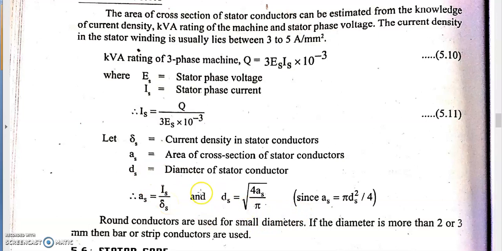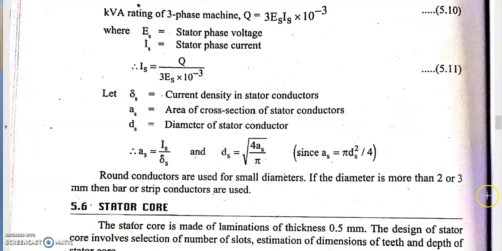For the stator conductors, a circular or round conductor we will be using. So the diameter of the conductor can be calculated from pi r square, which is the area of cross section of any round conductor. In terms of D, r is D by 2, so it is D square by 4. So pi ds square by 4 is the area of cross section. From this we can calculate the diameter of the conductor. If the diameter is more than 2 to 3 mm, then bar or strip conductor will be used, because if the diameter is more, it cannot be accommodated in the slots.